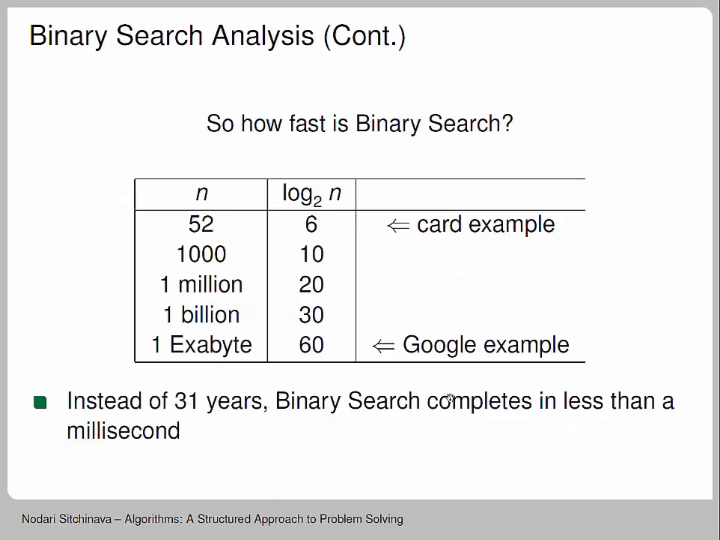So how does it compare to linear search in practice? How fast is the binary search in practice? Well, let's say in case of playing cards, we have an input of size n = 52. Log n is about 6. In case of the Google example, the exabytes of data, log n of that is only 60. If we can do a million operations per second to do the search, then we can find the item we're looking for using binary search in less than a millisecond. And that's compared to the 31 years that a linear search takes.